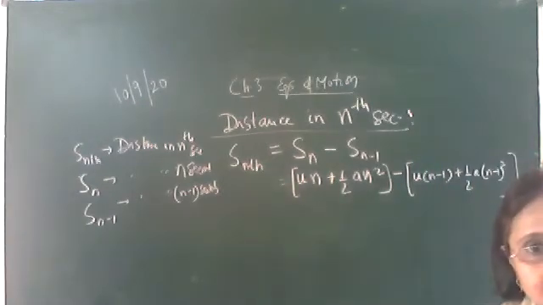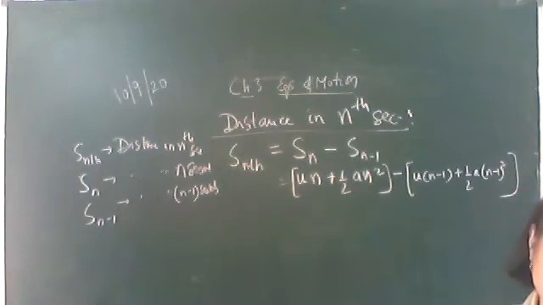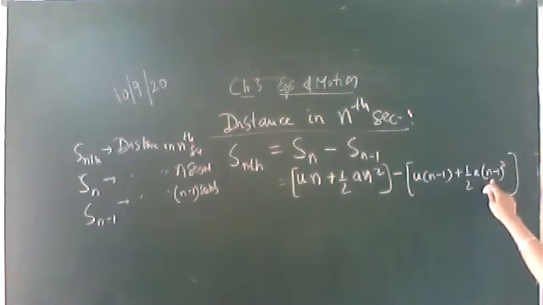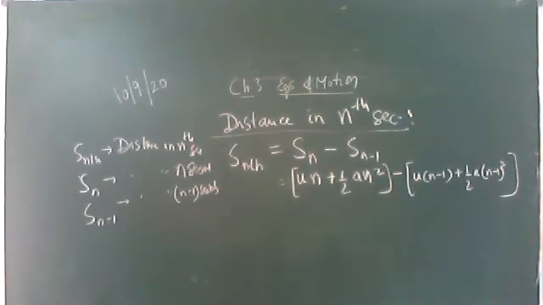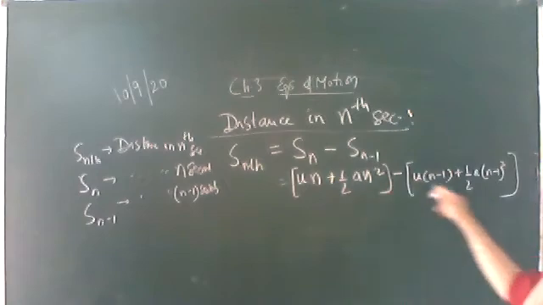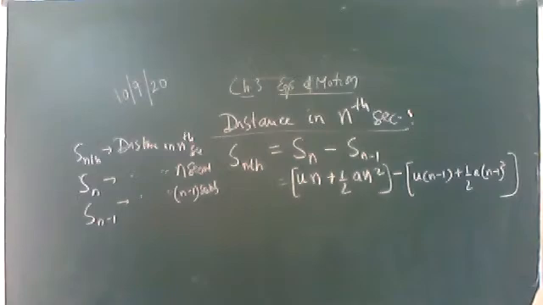It will not be the same as ut plus half at square, that is the distance traveled from 0 to n seconds. Simplify. Open this bracket; with the minus sign outside, all the signs will change. These two will cancel out with some of the terms in the second bracket, and you will get one formula.